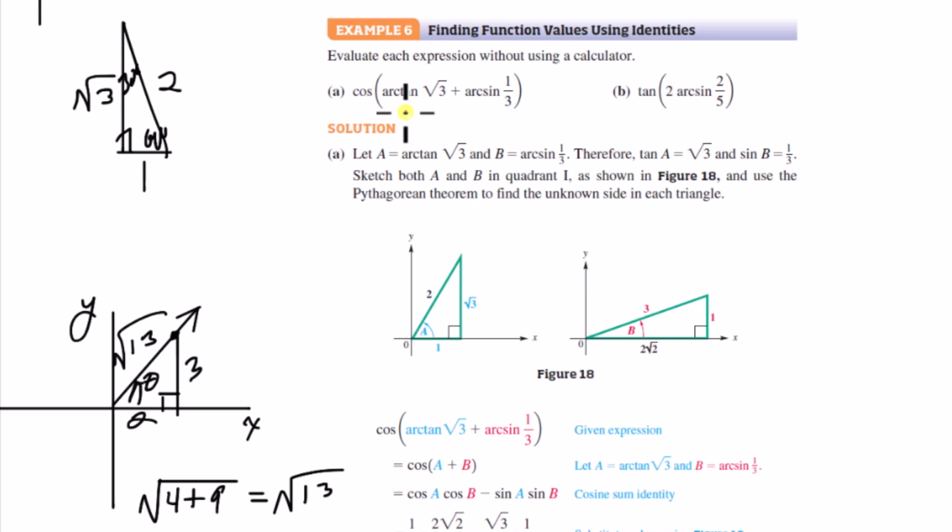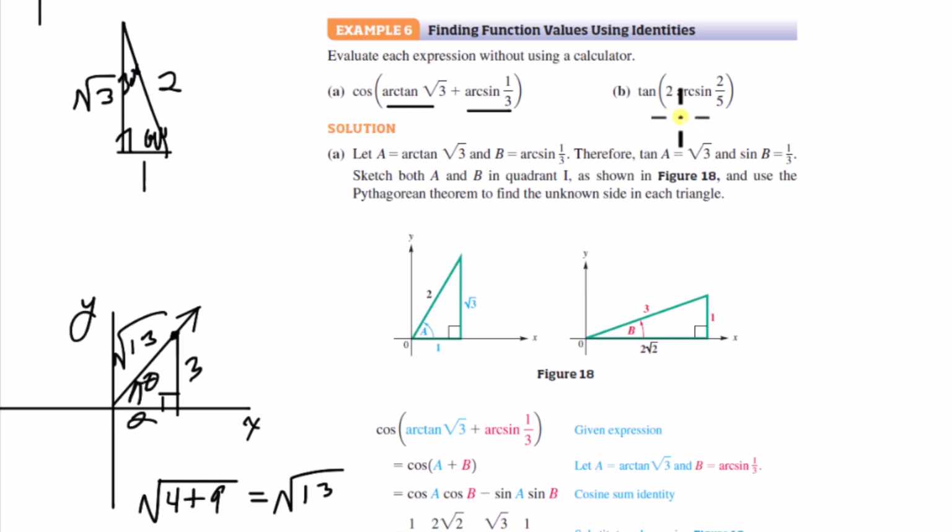So here we've got cosine of arctangent root 3 plus arcsine of 1/3. The key to what they're trying to illustrate here is similar to the previous example: any inverse trig function of anything is an angle, right? Arctangent, arcsine, whatever, of something, that's an angle. So we have cosine of one angle plus another angle. We can use the sum identity for cosine, and that's what they do. And we'll work examples like this.